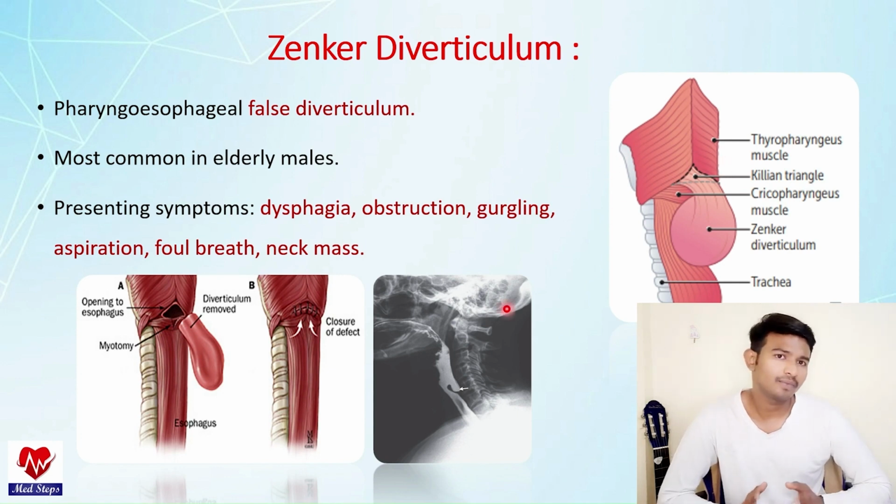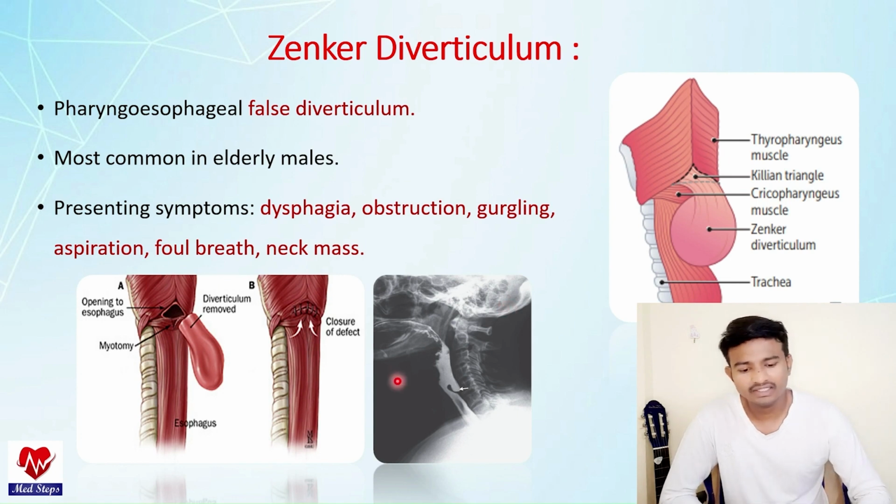We will give barium to swallow. After that we will take imaging, and you will get this type of picture. In this picture, you will see here, this is the diverticulum. For the treatment, we will do removal of the diverticulum. They remove that pouch and close it with sutures. This is the Zenker diverticulum.